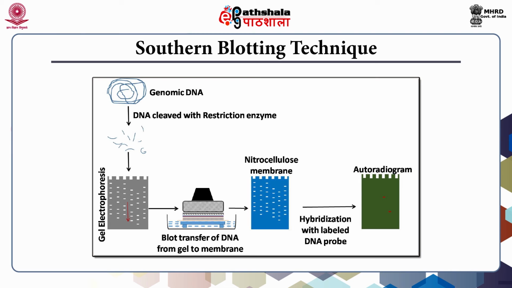In the next step, the membrane is treated with a specific DNA probe, and the probe is hybridized with specific target DNA fragments transferred on the membrane. The next step, after hybridization, is to visualize the hybridization pattern on X-ray film by autoradiography. If any chromogenic probe is used, then color will be developed on the nitrocellulose membrane.